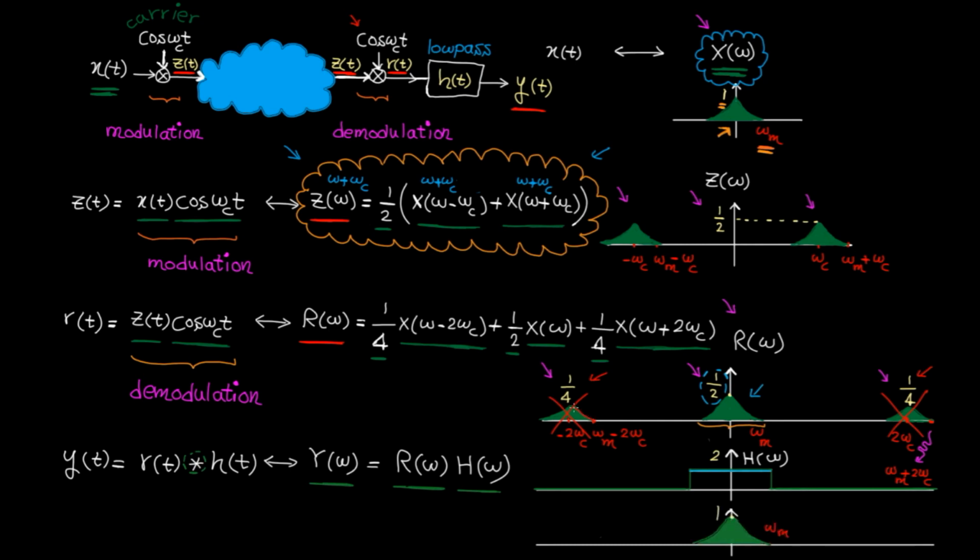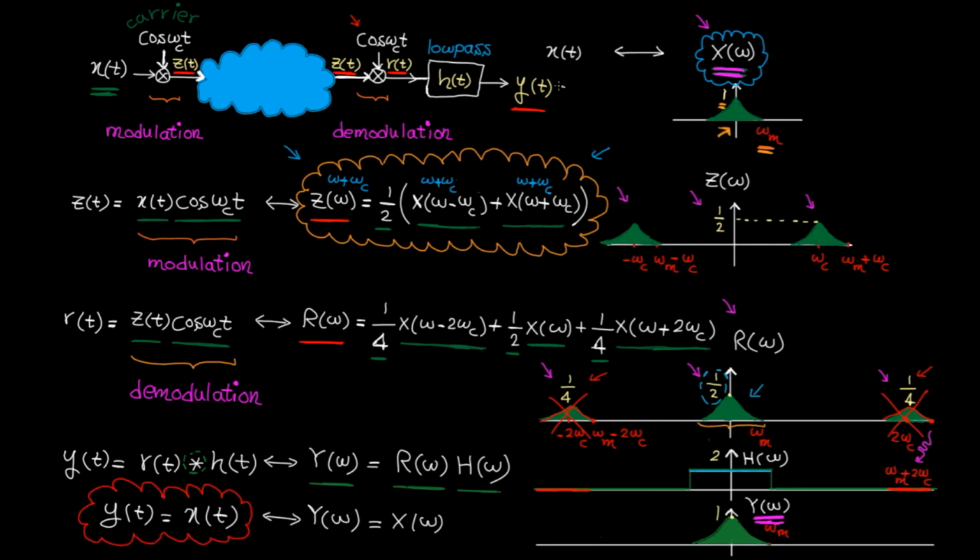This part is multiplied by 0 and therefore gets rejected by the filter. The same story here. So this is our Y(ω). By comparing Y(ω) with X(ω), we can conclude that they are equal. Therefore, they must be equal in time domain as well. y(t) is equal to x(t), which means we recover the original message which was sent by the transmitter.